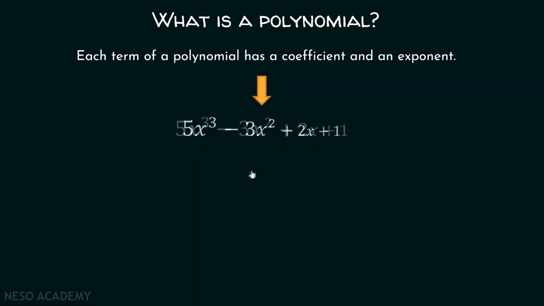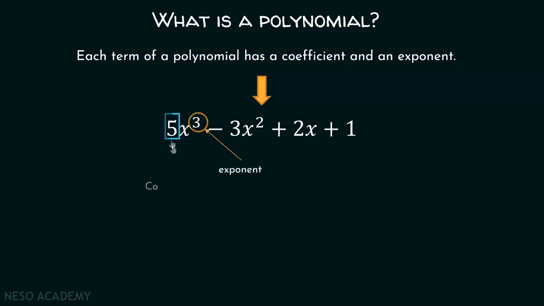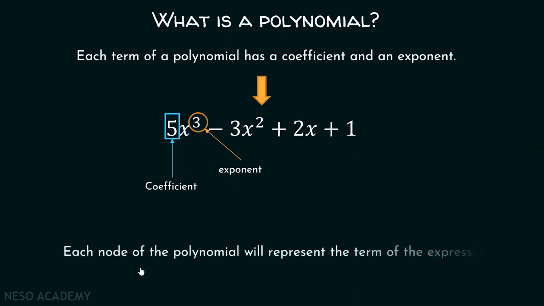Now let me tell you that in this polynomial, this is an exponent, okay? And this one is a coefficient, okay? So it is clear that each term of the polynomial has a coefficient and an exponent, okay? Now, each node of the polynomial will represent the term of the expression. When we are representing a polynomial using a linked list, each node of the linked list will represent a term of the polynomial.